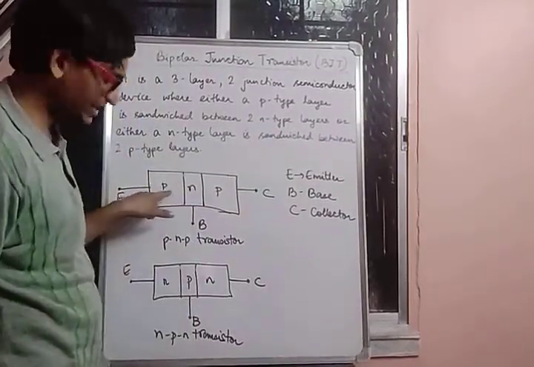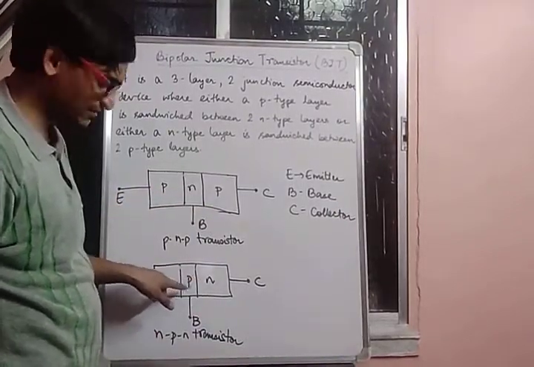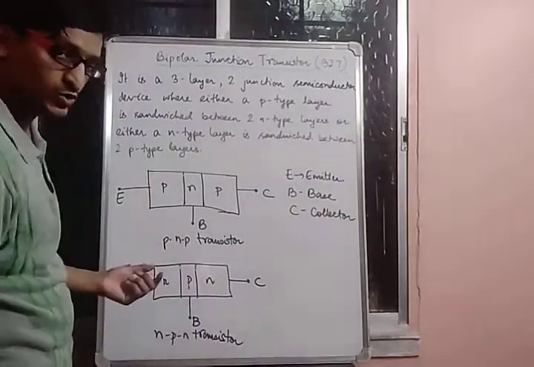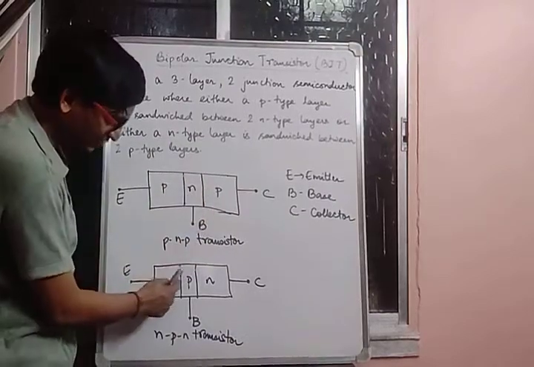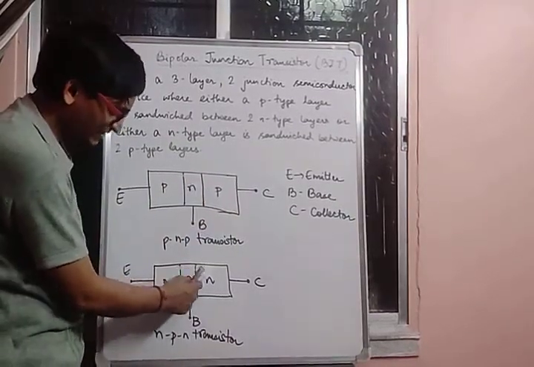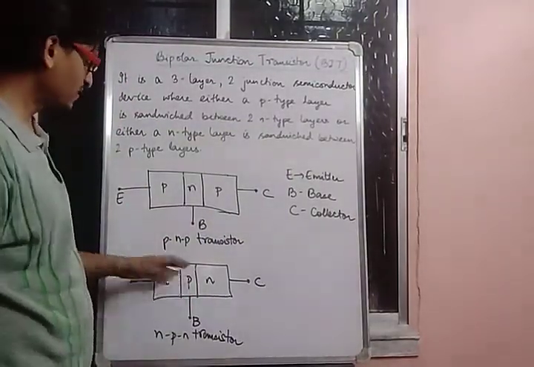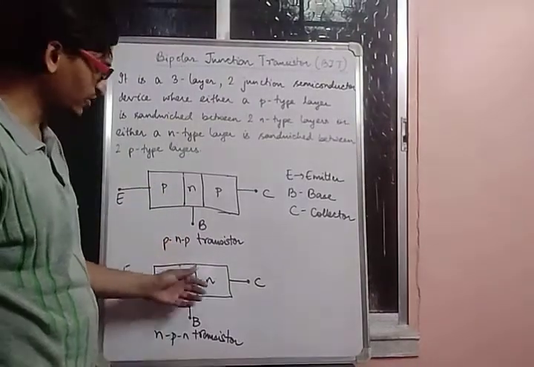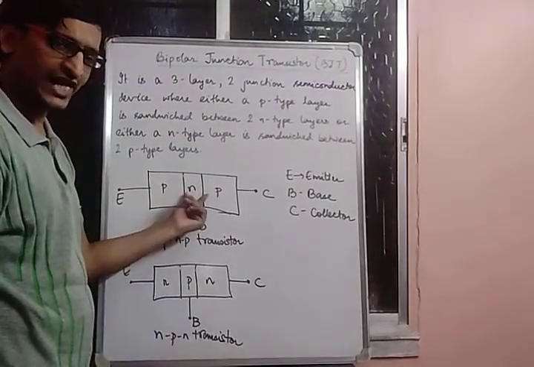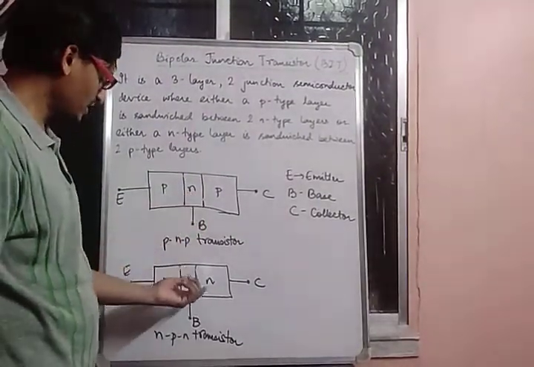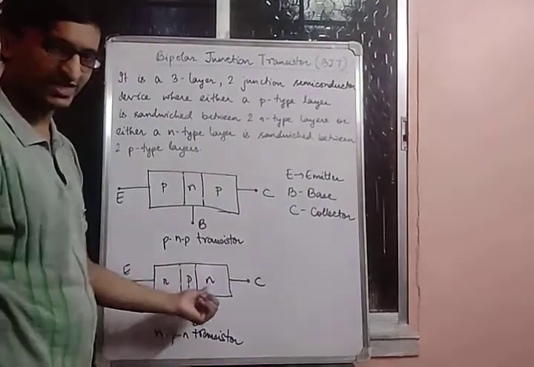There are three layers here, and similarly three layers here: this one is the first layer, this one is the second, and this one is the third. There are two junctions: one is this PN junction, another is this NP junction. Similarly here there is one NP junction and one PN junction. So there are two types of BJT. In the PNP transistor, an n-type layer is sandwiched between two p-type layers. In the NPN transistor, a p-type layer is sandwiched between two n-type layers.